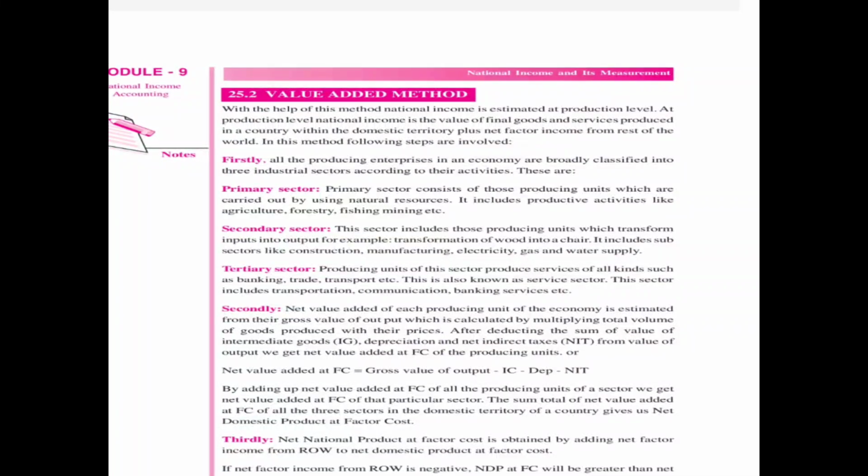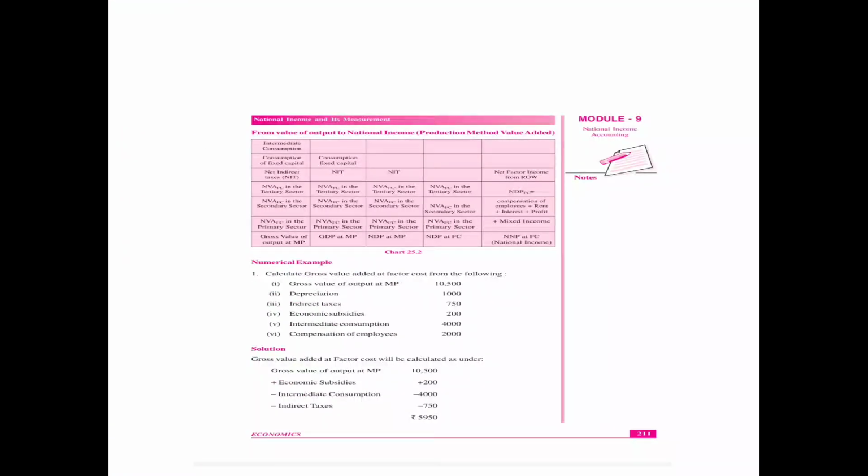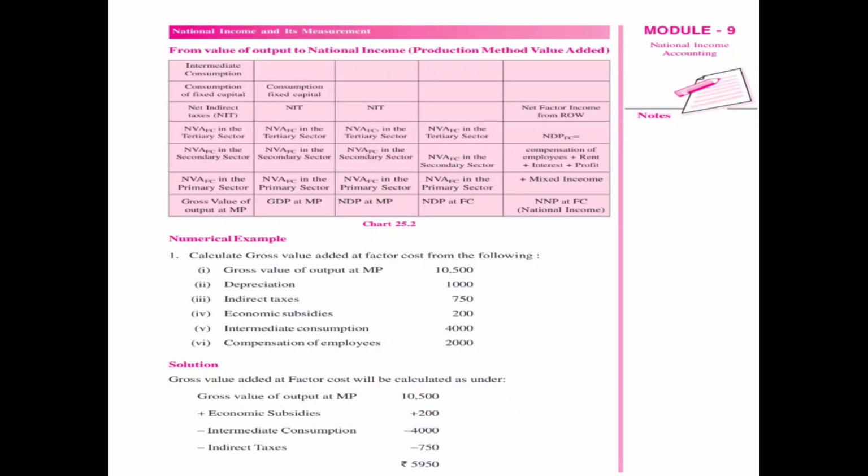Secondly, it deals with the net value added, after deducting taxes. It also deals with the volume of goods and their prices. Third, it obtains the net domestic product at factor cost, that is, of the factors of production.